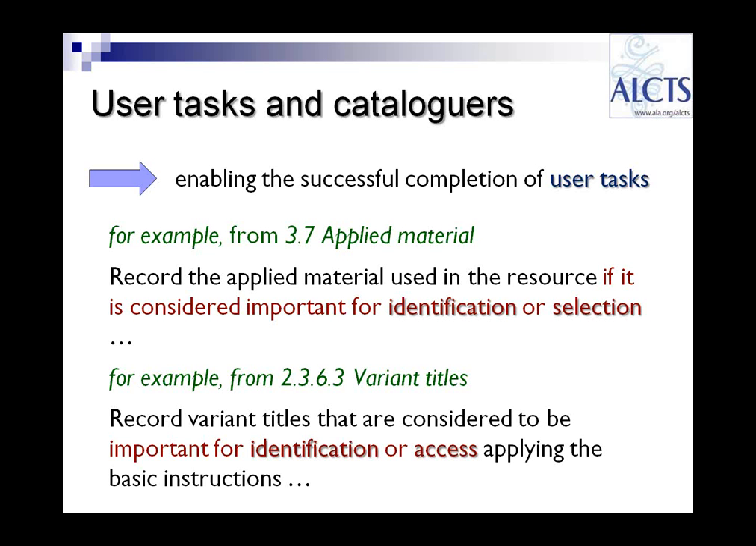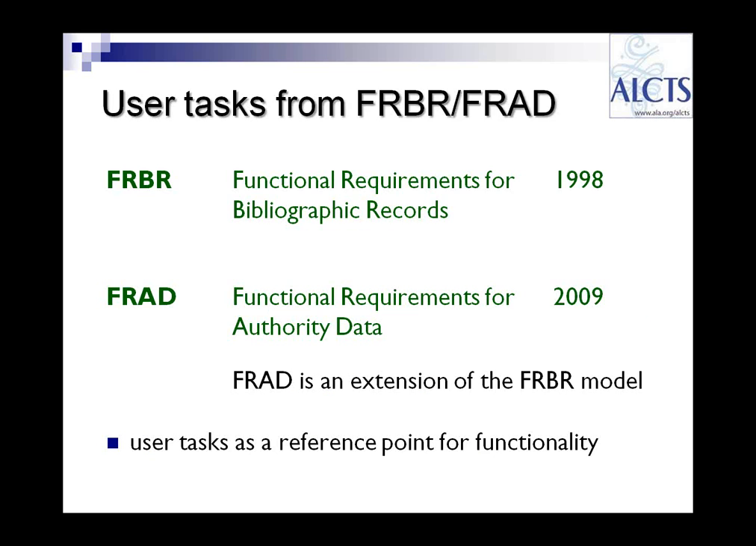So the cataloger is given scope there to judge, is this important for identification or access? And it can be dependent on the resource. If there are many resources that have similar attributes, you may need to distinguish them more. So there is the scope there because of the user tasks.